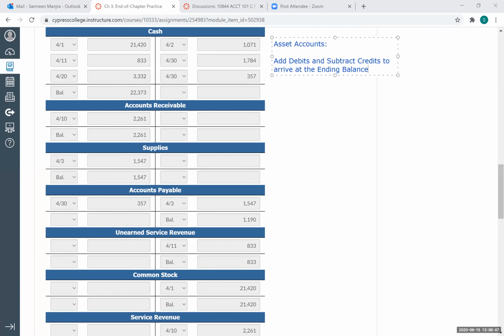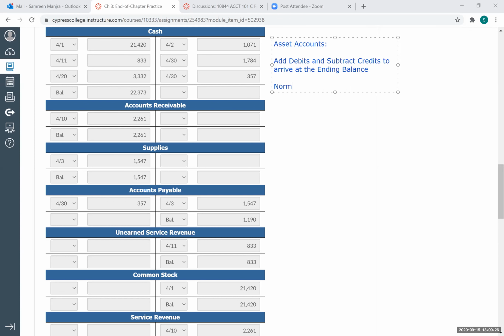So you can go chronologically in order by date. So you can add the cash debit balance on April 1st, and then you can subtract the cash credit balance on April 2nd. Then you would add the cash debit balance on April 11th, and so forth. And the point of this is to know what would be the balance at any given point in time. And at the end of the accounting period, you want to know the ending balances to prepare the trial balance. So we want to arrive at the ending balance.